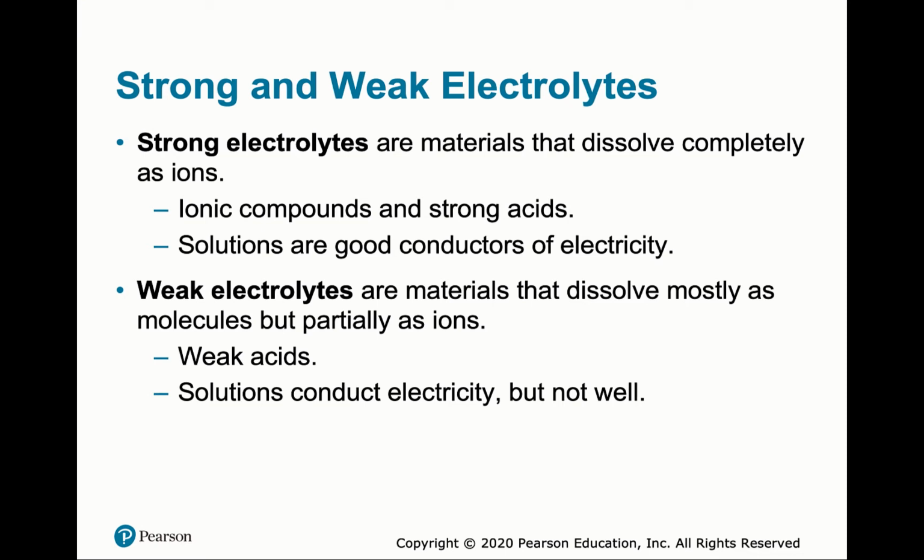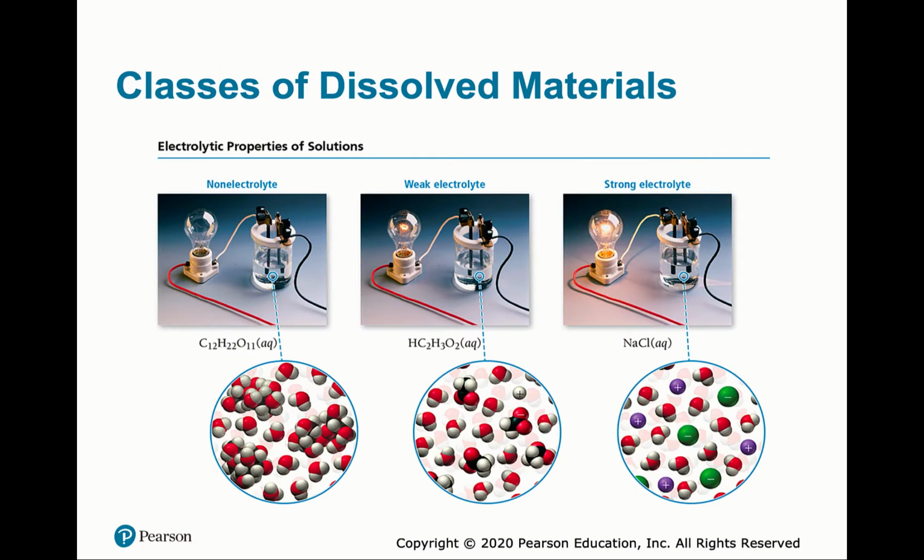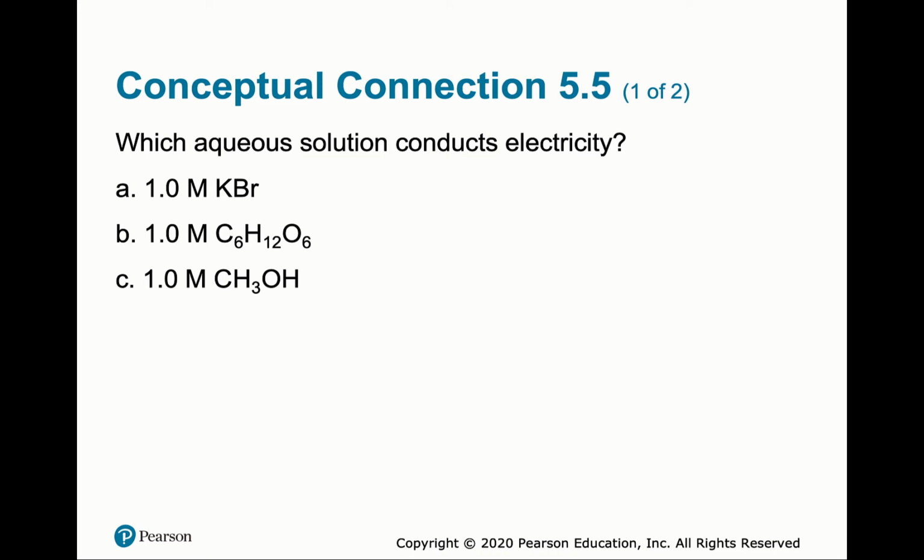So strong electrolytes, like I said before, completely dissolve. These are soluble ionic compounds and strong acids. And weak electrolytes are weak acids and weak bases. These can conduct electricity, but not very well. And this image shows that. We have the leads of a solution here, and it's a non-electrolyte, and it does not conduct electricity. A weak electrolyte, like it looks like vinegar, it is vinegar, does slightly conduct. And then a strong electrolyte, like sodium chloride, the light bulb glows bright. It's a very good conductor of electricity.